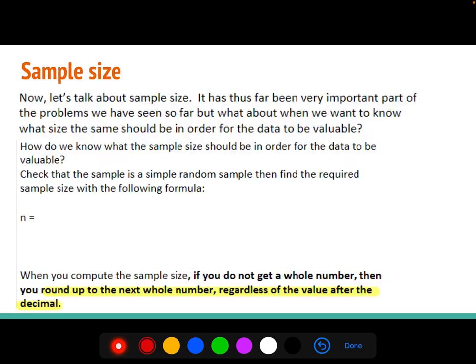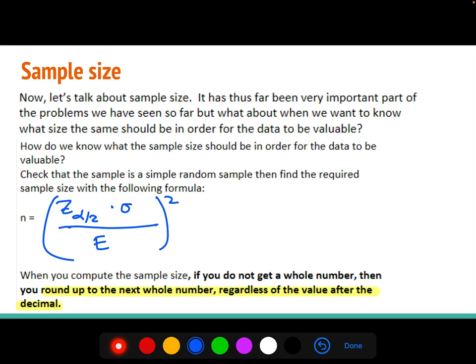Notation is going to stay the same there. Back to sample size. Now let's talk about sample size. We usually have to figure out how big something's going to be to be able to deal with it. So we're going to check the sample as a simple random sample, and we're going to find the sample size. How do we do that? N is Z alpha over 2 times sigma, all divided by the error, and squared.